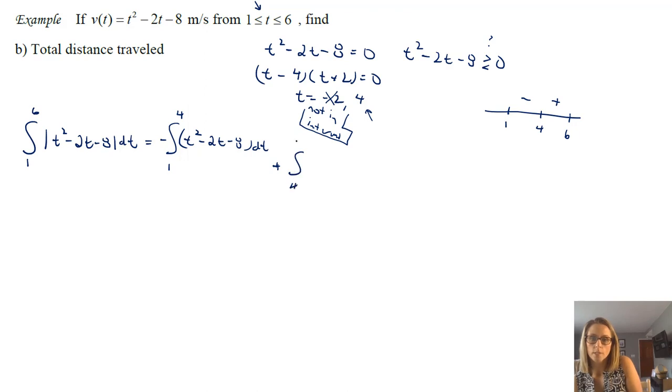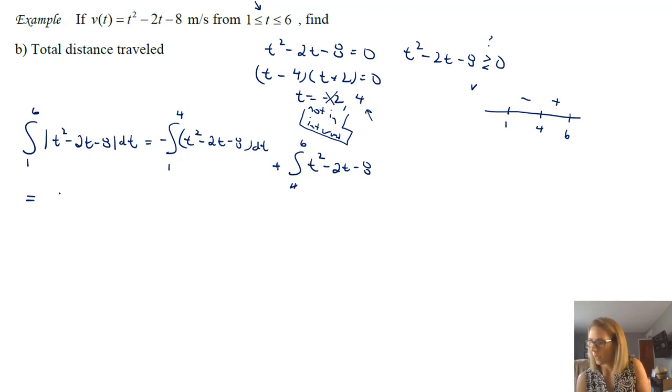We're going to go from 4 to 6. Now we already know that velocity is positive there, so that function is going to be above the axis. This is the original function, and so we just have it the regular way. We don't have to make any changes to that, so it's just going to be t squared minus 2t minus 8. Now, these are the same antiderivative. They're even the same antiderivative we got in the last one. We really just have to think about the evaluation of what we have.